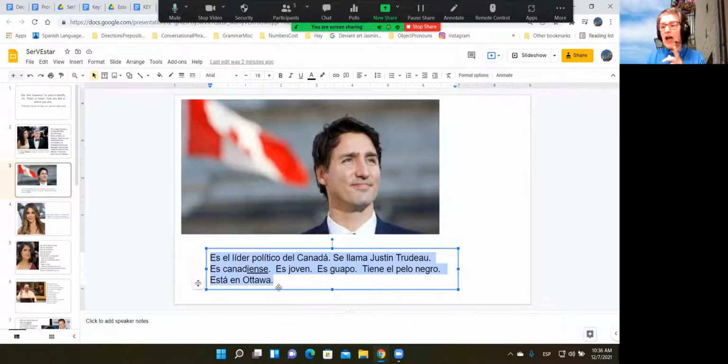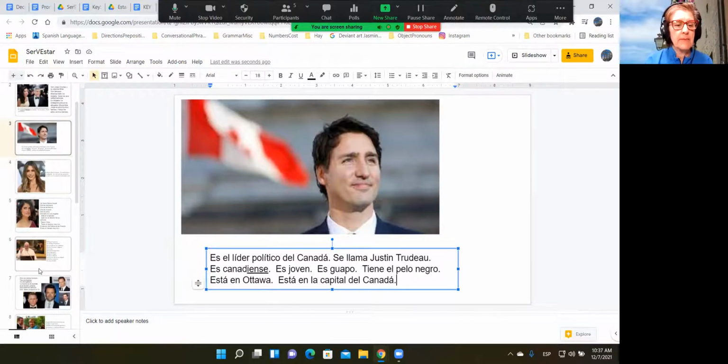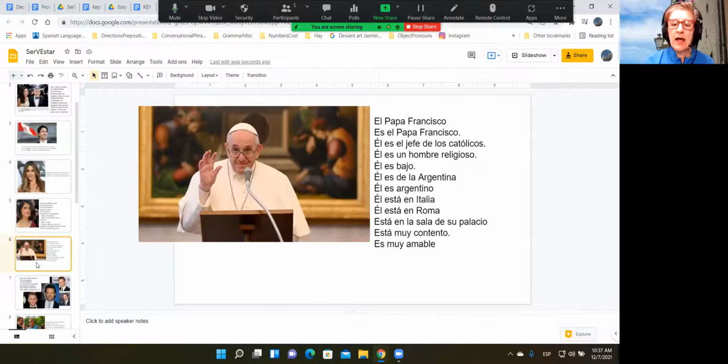Está en Ottawa. He is in, see, está en Ottawa. Está en la capital del Canadá. He's in the capital of Canada. That's location. Bien, ¿vale? Bien, bien.